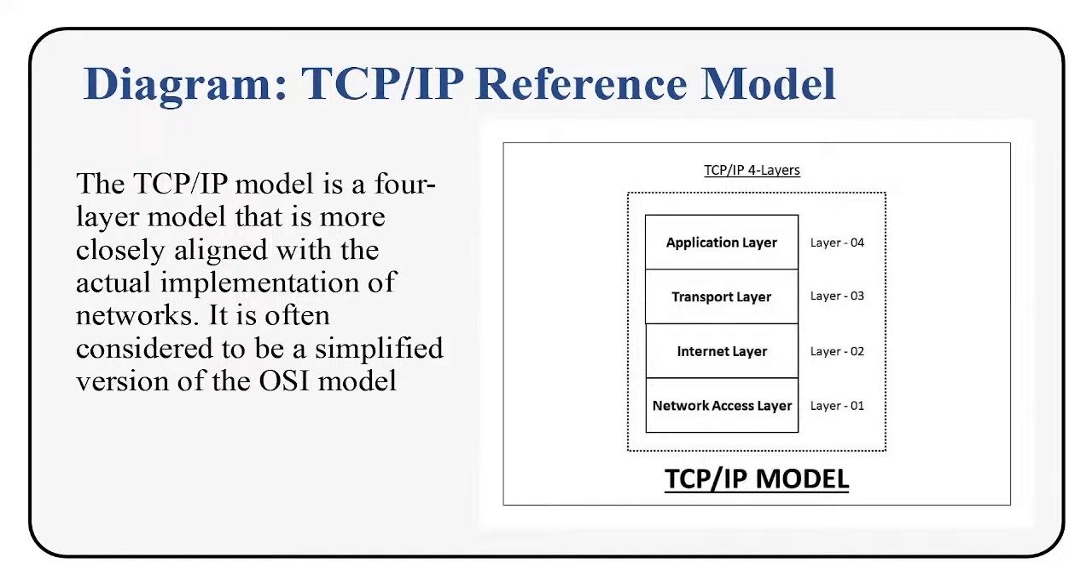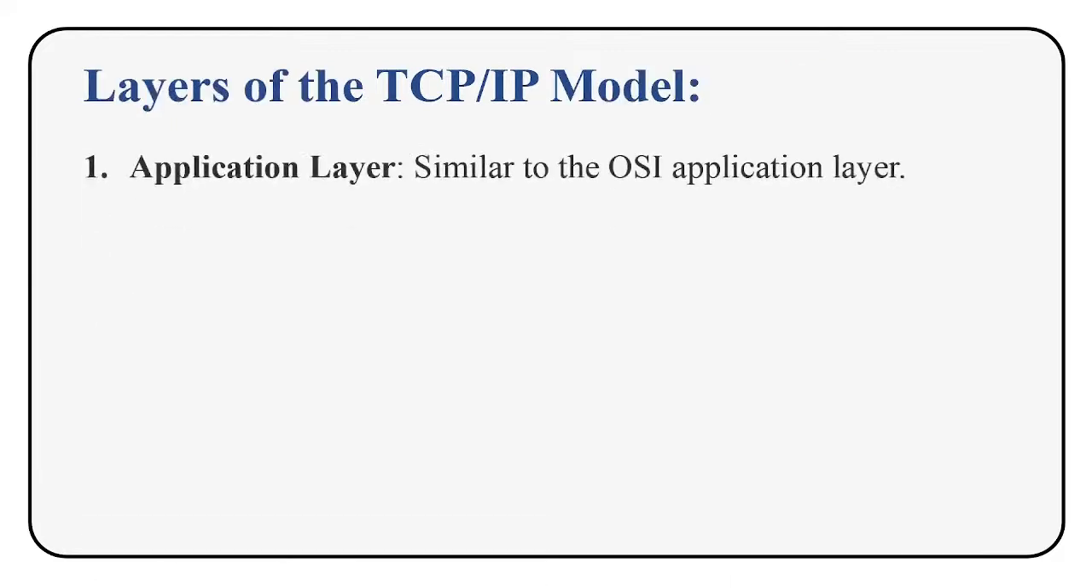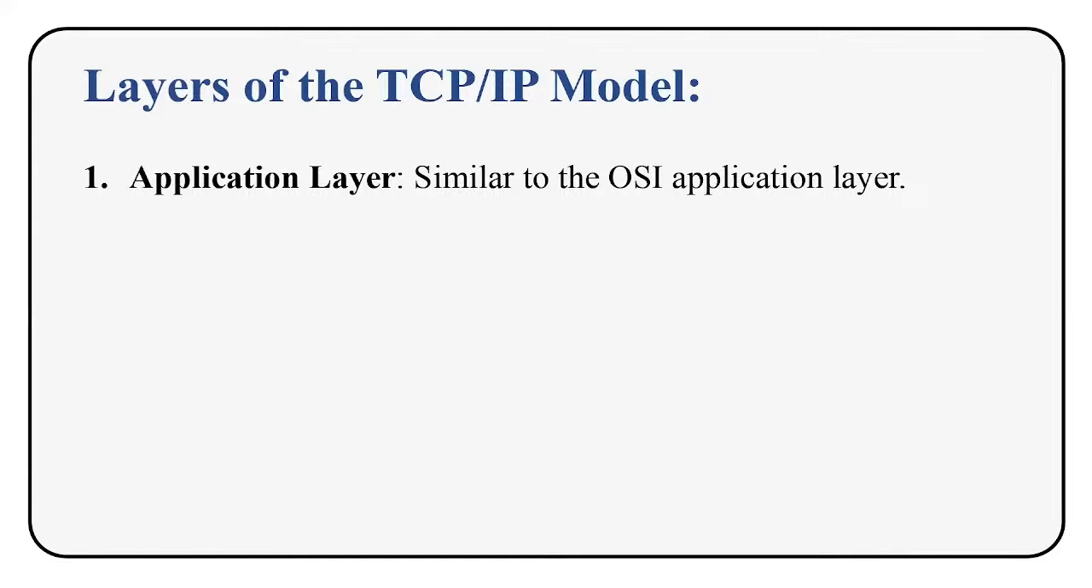See, these are conceptual models. These are used for understandability, to see on which layer what is working or what is actually happening. So it is often considered to be a simplified version of the OSI model. Then let's talk about the 4 different layers in detail. So the first one is the application layer.